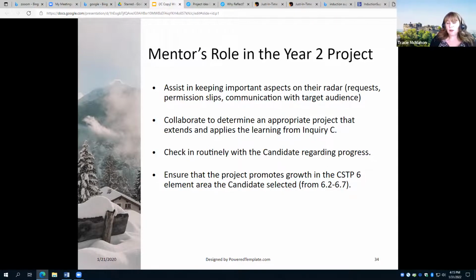Check in routinely with the candidate regarding their progress, because again, this is a little something different. It's the first year we've had year 2 candidates do this. So just make sure that they're staying on top of it, especially with a project. It's easy to have that kind of fall off the radar a little bit. So as a mentor, just make sure you're regularly in your meetings checking in with them to see where they are. And ensure that the project promotes growth in that CSTP 6 area, specifically in 6.2 and 6.7.